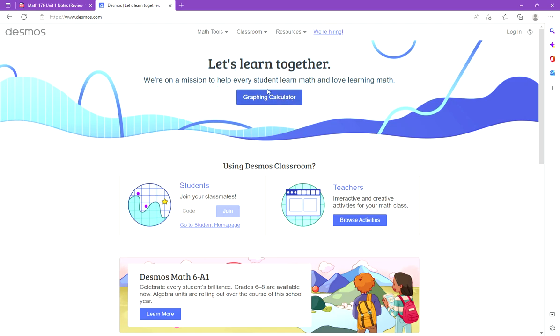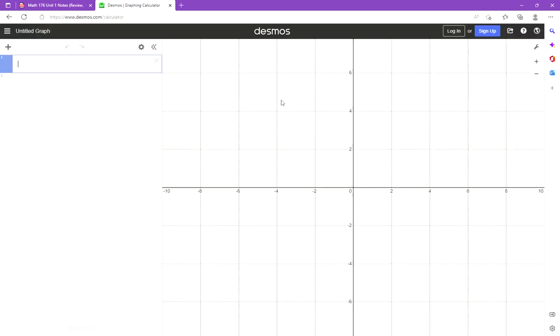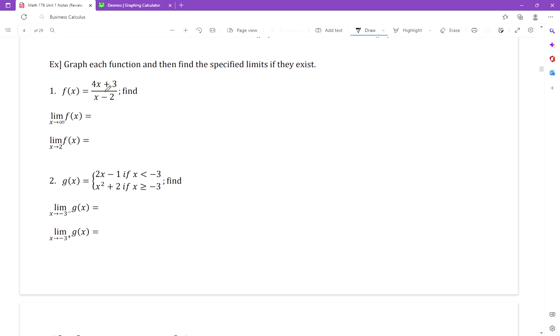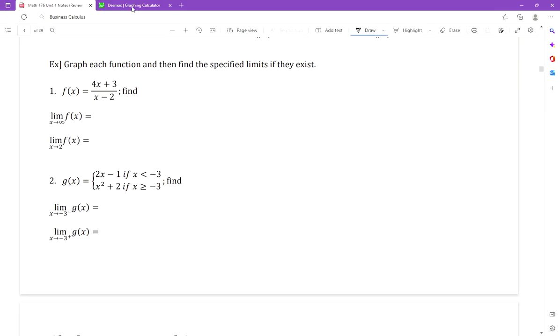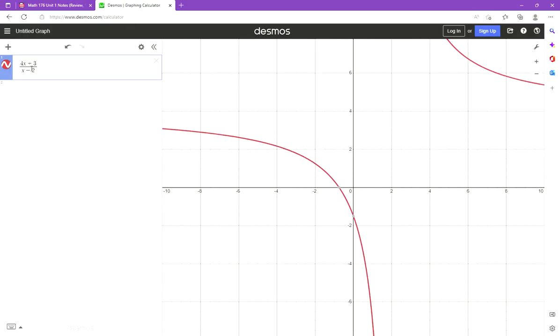So I'm at desmos.com and I'm going to go to graphing calculator. From here, I'm going to enter the function. Number one is (4x plus 3) over (x minus 2). So we type it in exactly as we see it: 4x plus 3, highlight all of it, divided by x minus 2. If you're using a TI 83 or 84, you might need parentheses around these, so I'm going to put them in also. Otherwise, it might not give you the same thing because it's formatted differently.